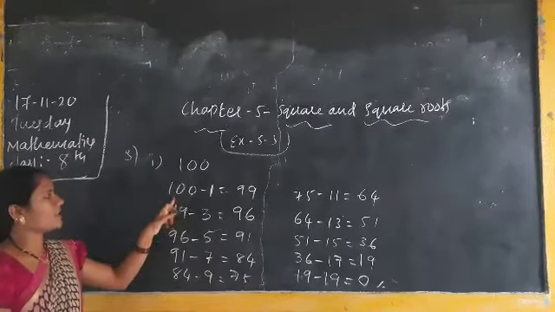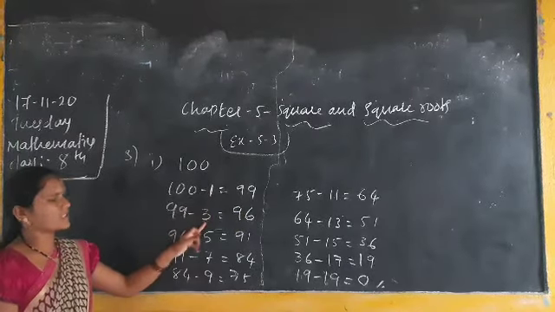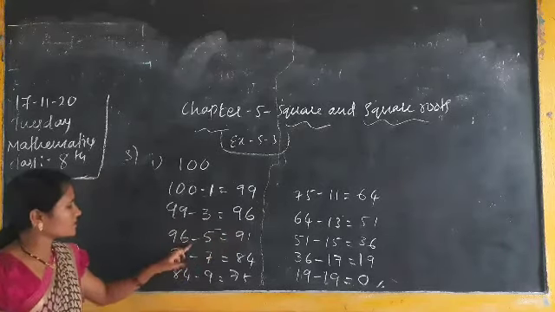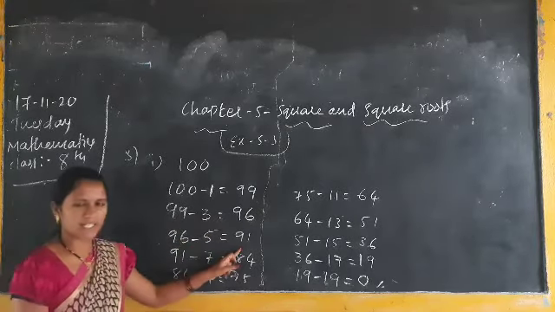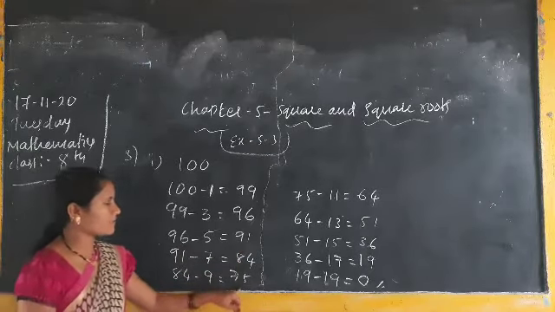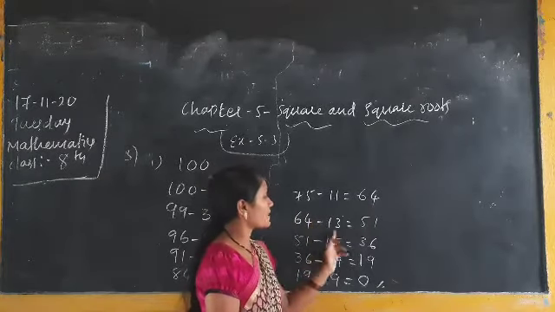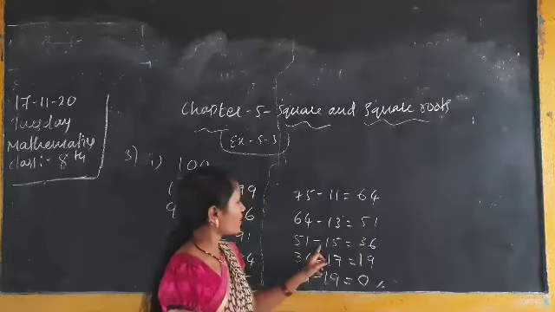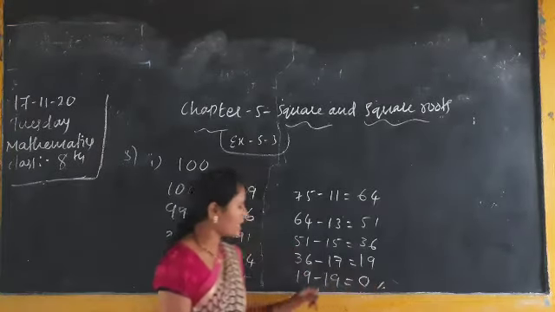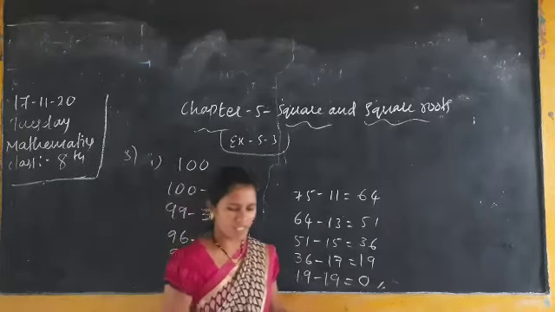First I subtracted 100 minus 1, 99. 99 minus 3, the next odd number, is 96. Next 96 minus 5 gives 91. 91 minus 7 gives 84. 84 minus 9 is 75. 75 minus 11 is 64. 64 minus 13 is 51. 51 minus 15 is 36. 36 minus 17 is 19. After 17 comes 19. 19 minus 19 gives 0.